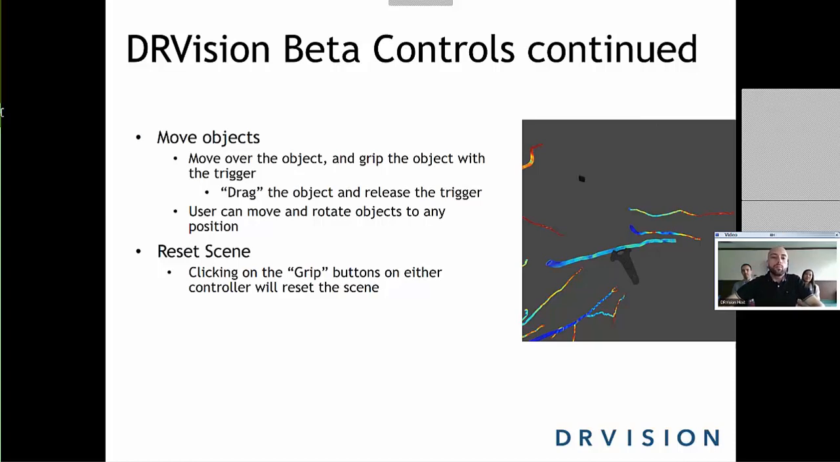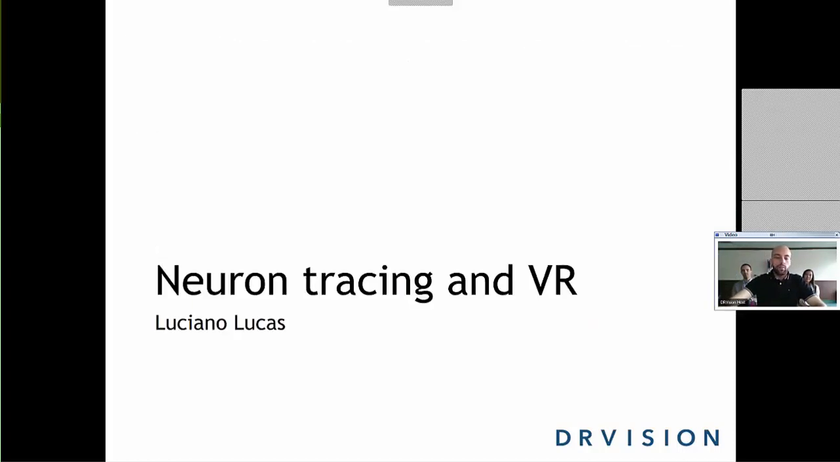So basically, right now we only have a few different things that actually allow you to do quite a bit. You can move objects around and drag objects around by using simply a trigger based on the position. And then the grip buttons, not commonly used in VR because they're in an odd spot, are right here. And that just resets our scene right now. And I'm going to pass it off to Luciano here.